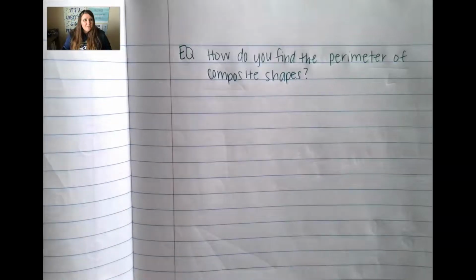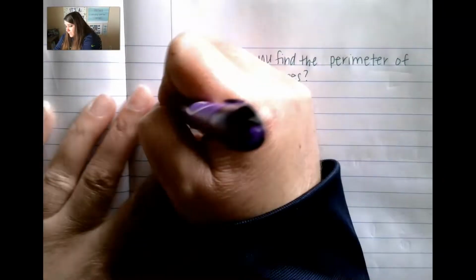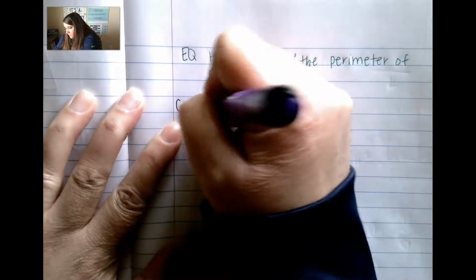Hi everyone! Today we are going to be looking at perimeter, and we are going to be checking out perimeter of composite shapes or composite figures. So first thing we need to know is, what is a composite figure?